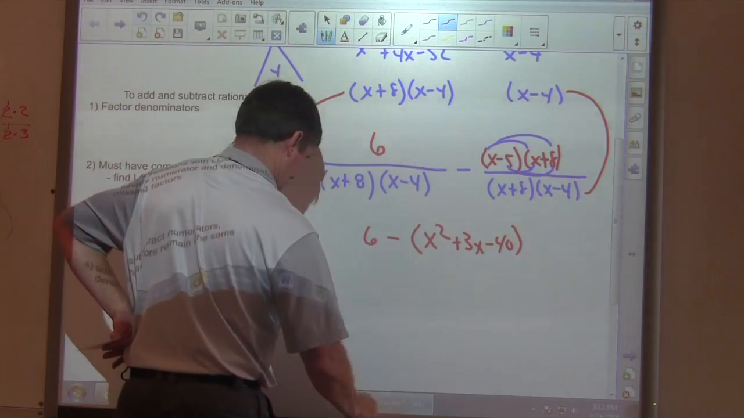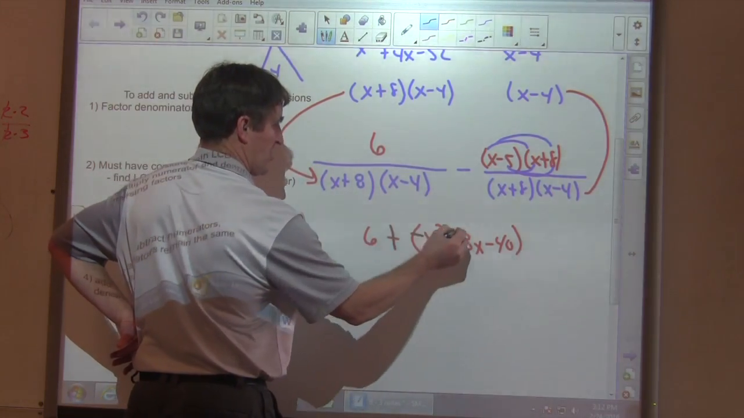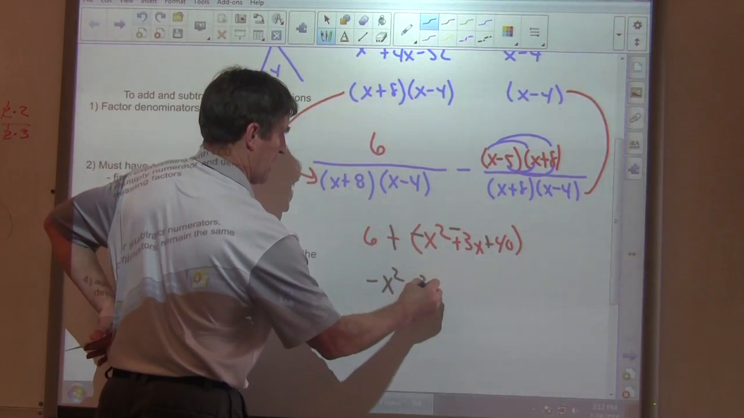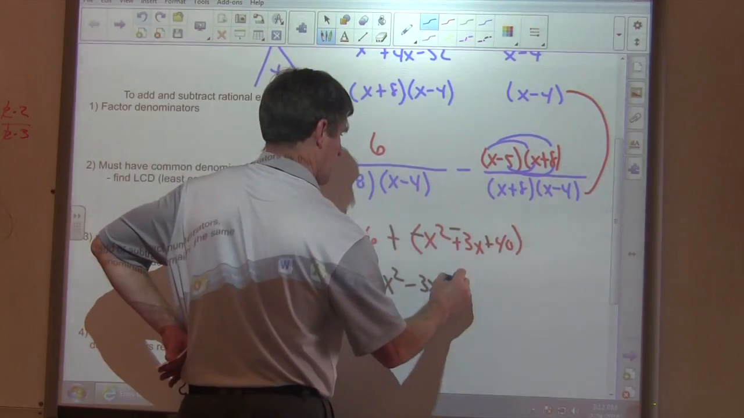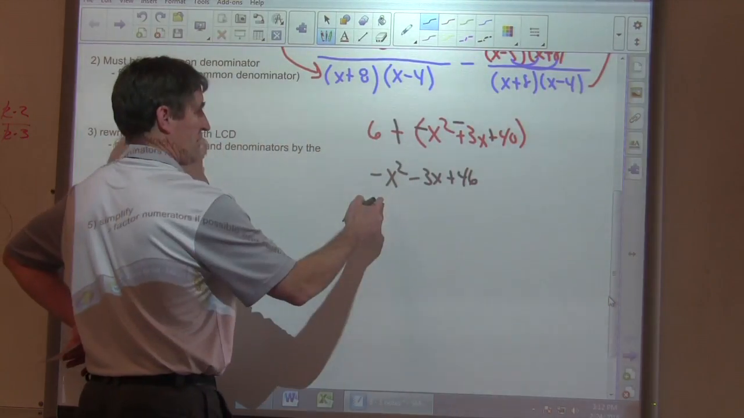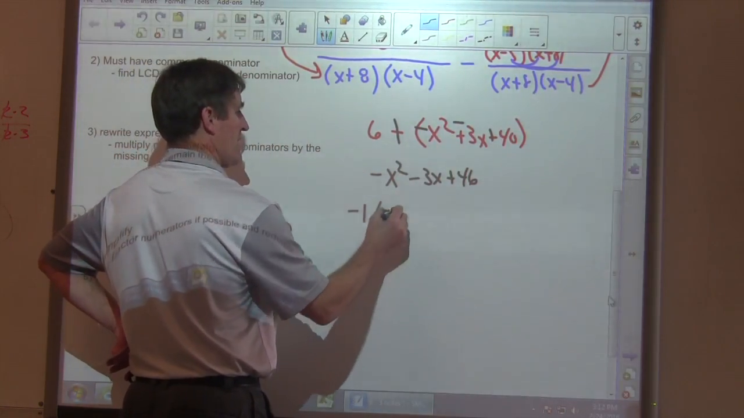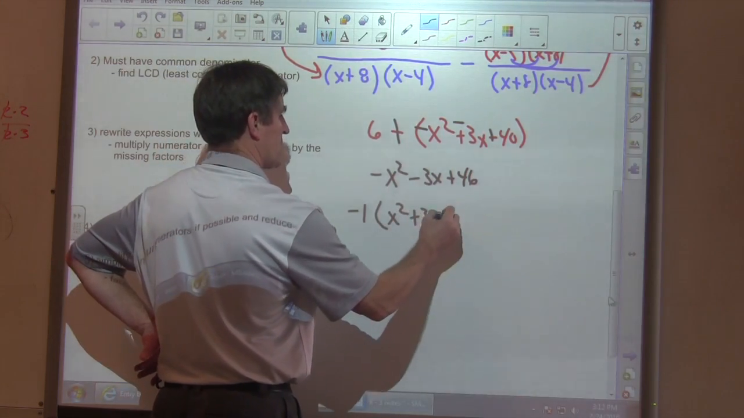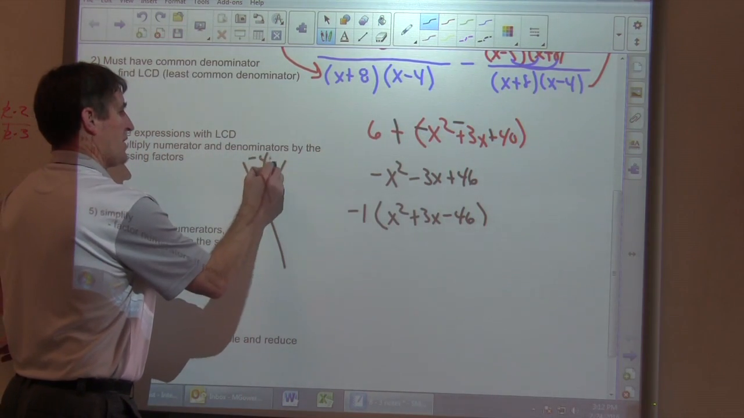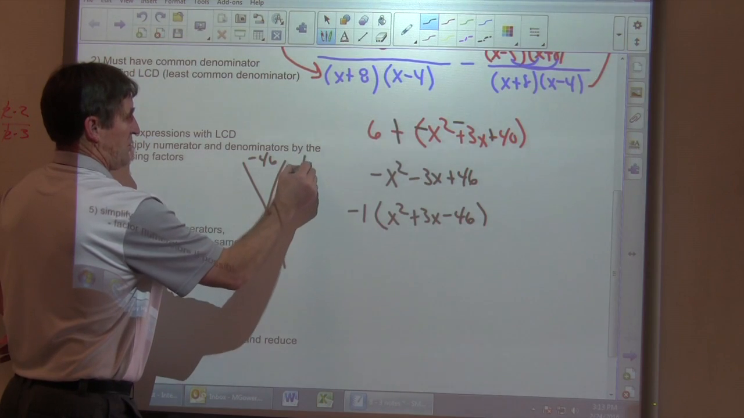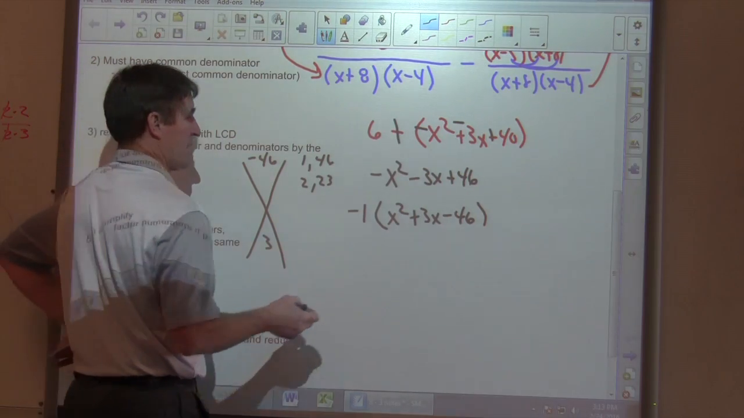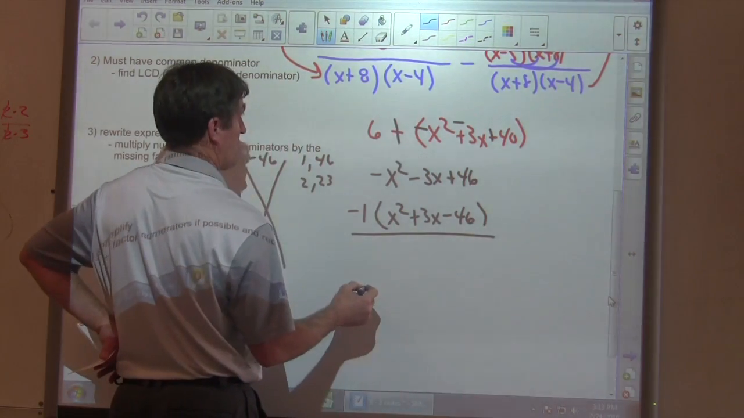So now remember that negative sign is going to become positive, and we're going to change all these signs. Combine like terms, so I get negative x squared minus 3x plus 46. We got to try and factor this. Well, again, we don't want that negative sign in front, so I pull out a negative 1: x squared plus 3x minus 46. Try and factor that. Negative 46 and 3. The only factors of 46 are 1 and 46, and 2 and 23, and none of those add up to give me 3. And so I can't factor that. So now I just write my answer.